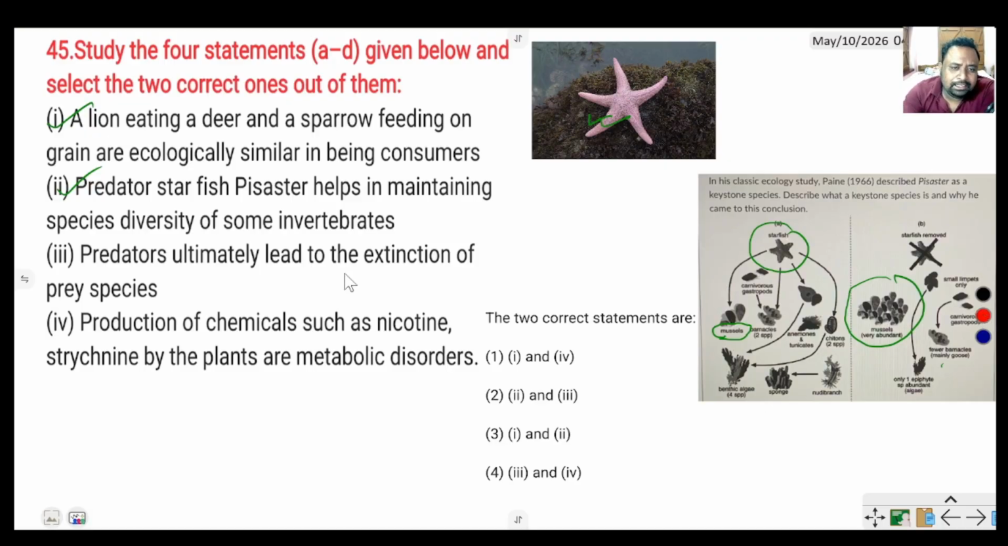Predators ultimately lead to extinction of prey species? No. False. Production of chemicals such as nicotine, strychnine by the plants are metabolic disorder? Not true, it is not a metabolic disorder. So here the correct option is 1 and 2. So 3 is the correct option.